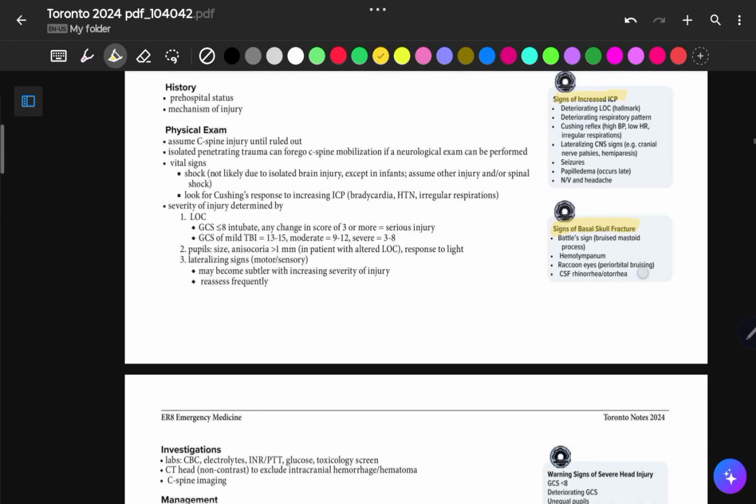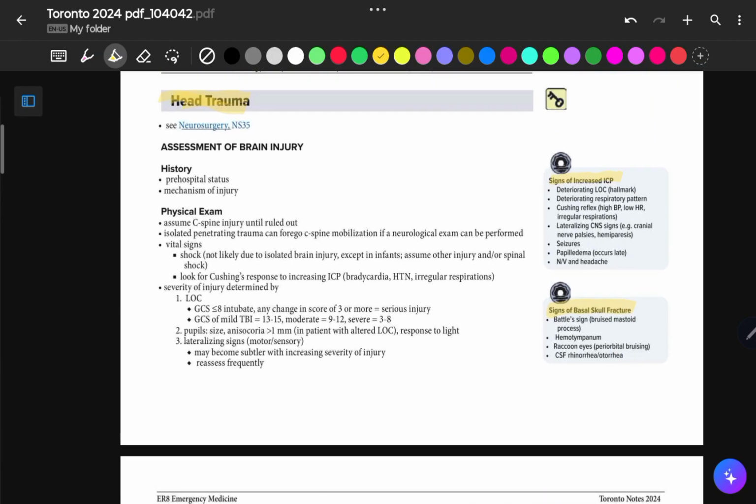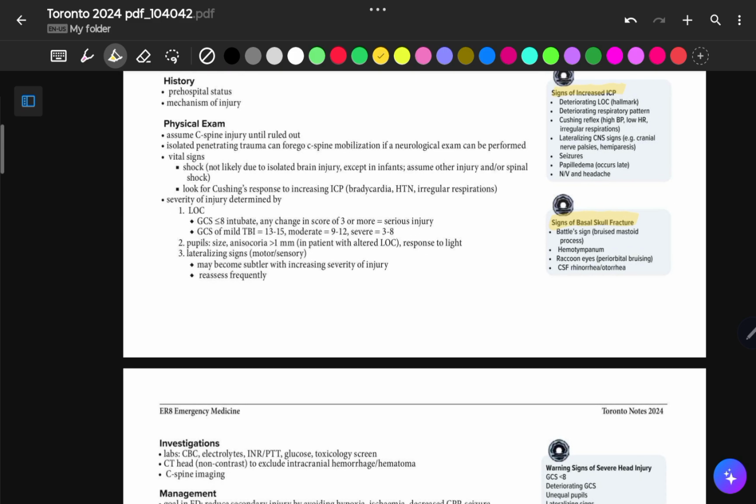So remember, with a patient you suspect has head trauma, you're starting with that. You want to assess for any brain injury. You first want to ask for your history. Then you want to do your physical examination from head to toe, checking the cervical spine and immobilizing the cervical spine as well. You're checking for any signs of increased intracranial pressure, looking at your Cushing reflex, which is your bradycardia, hypertension, and irregular respiration.